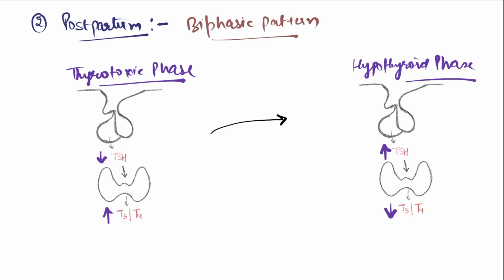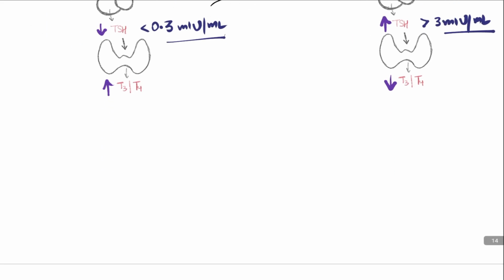The thyroid function tests vary with phase. TSH can be below 0.3 in the thyrotoxic phase, or above 3 in the phase of hypothyroidism. The antibodies, often anti-TPO antibodies, are present in case of postpartum thyroiditis.